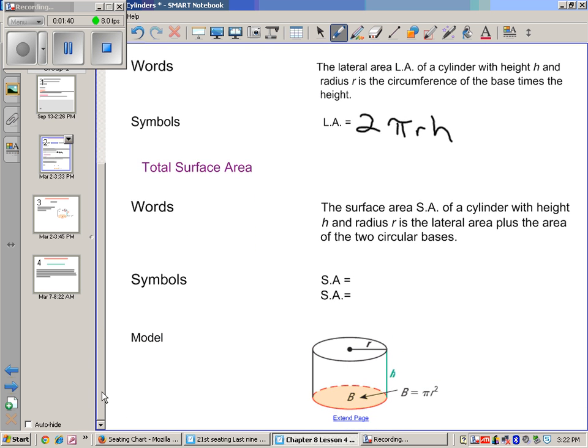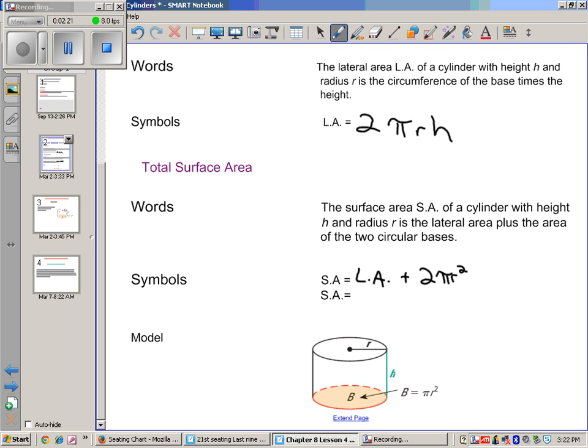Okay, let's go on to total surface area. The surface area, or SA, of a cylinder with a height h and the radius r is the lateral area plus the area of the two circular bases. Okay, we have two different ways we can do this. We have our lateral area, LA, plus 2 times pi r squared. If you notice pi r squared, that is the area of a circle, and usually cylinders' bases are circles. So we're just going to take the area of the circles, and usually they are the same at the top and bottom, so we're just going to multiply it times 2.